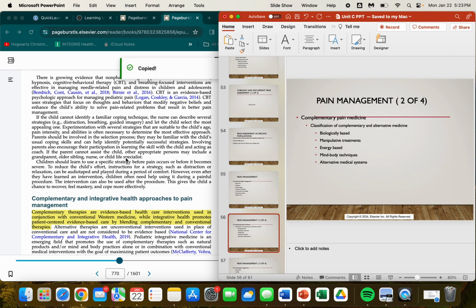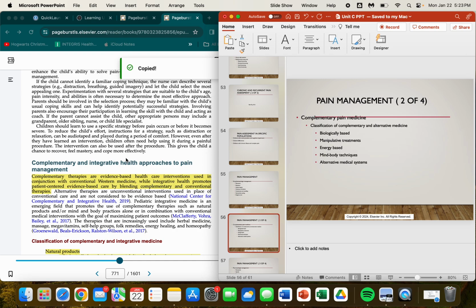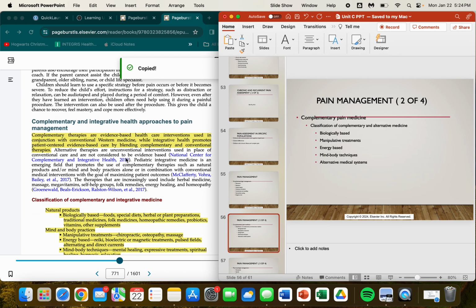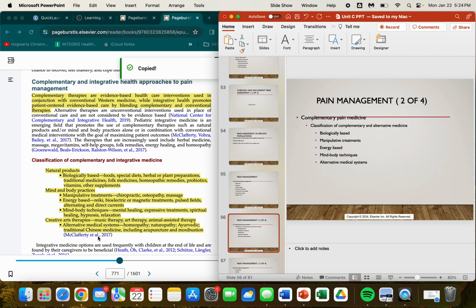Complementary pain management or medicine is whenever we use evidence-based healthcare interventions in conjunction with typical treatment. So that's that combination approach, right? Like integrative health therapy, chiropractics, natural products, mind-body practices, all of these things that are detailed here.